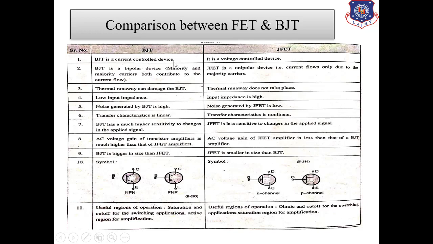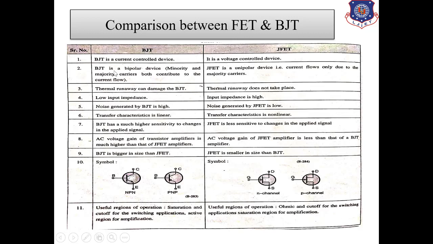BJT is a current control device because input current is IB and output current is IC. So IB is used to control IC, so it is known as a current control device, while JFET is known as a voltage control device. Why is it known as a voltage control device? Again, I am reminding you that an external supply VGS, between gate and source, is applied, and it is used to control the output current ID. That's why it is known as a voltage control device.